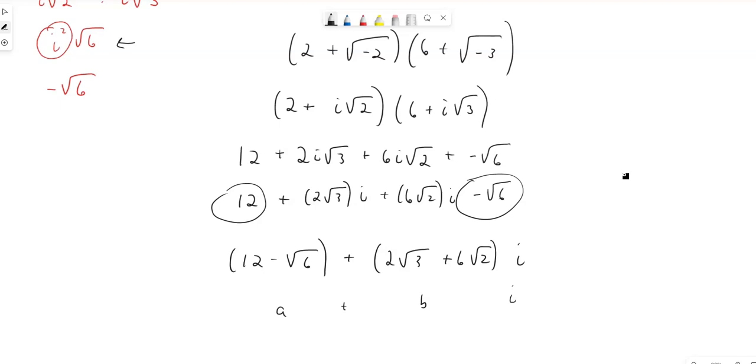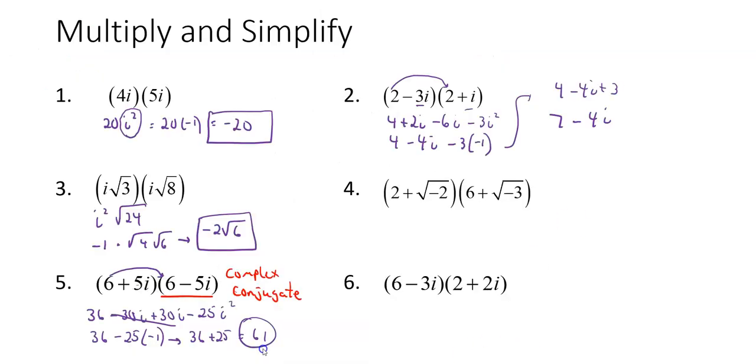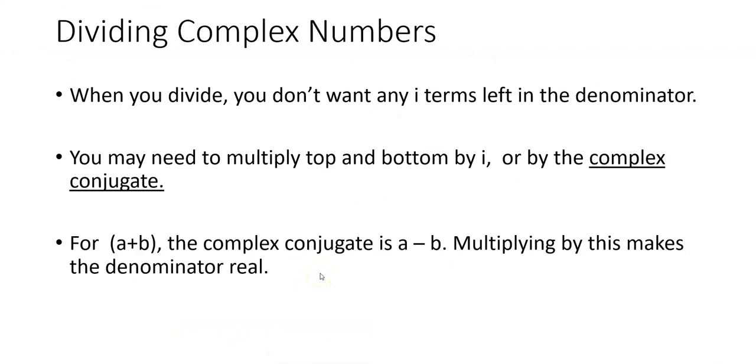All right, the last part is dividing complex numbers. When we divide complex numbers, we need to make sure that we rationalize the denominator. So in order to do that, we're going to multiply the top and bottom by the complex conjugate. I talked about that a little bit already. You replace the sign. So for an a plus bi, the complex conjugate is a minus bi. And when you do that, it makes the denominator real.